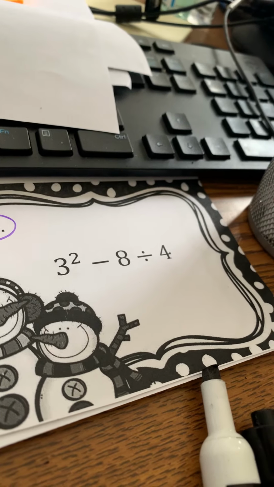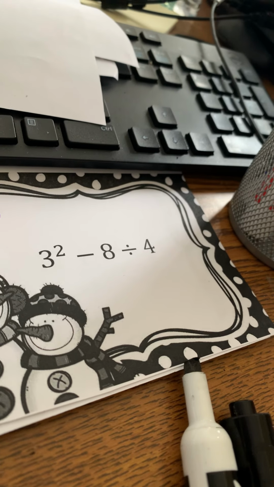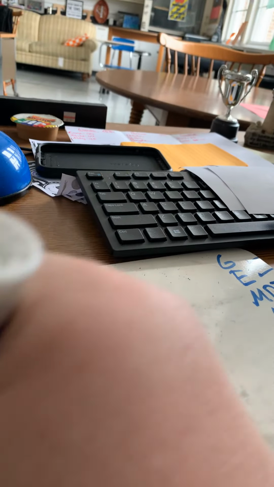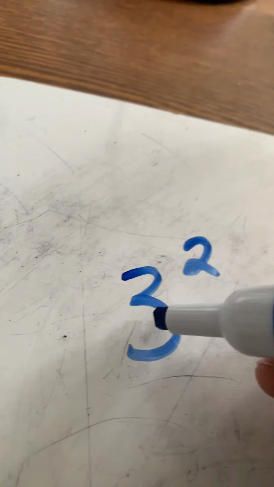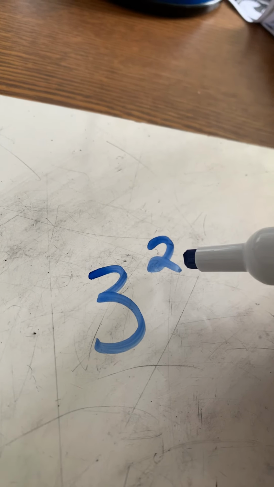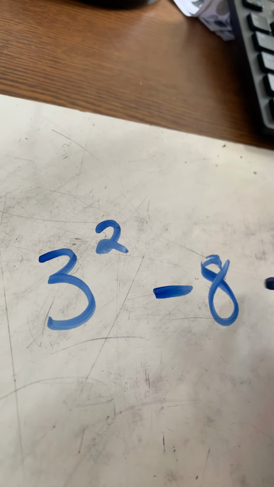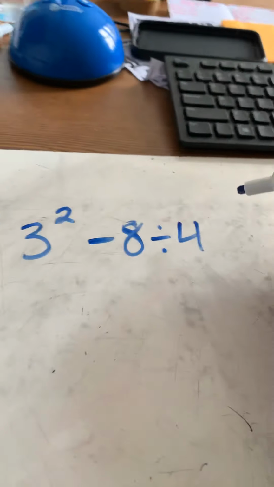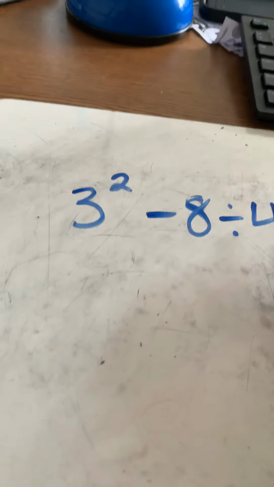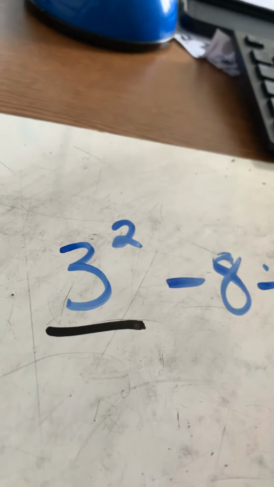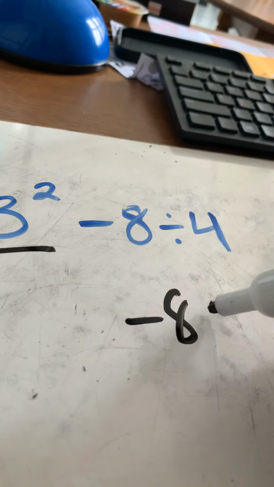All right, number 1. Okay, number 1. So I'm going to write it exactly the way I read it. So I have 3 with a small 2. The way I read that is 3 to the second power. Okay, minus 8 divided by 4. Okay, now I've got to get rid of this first. So I'm going to bring down my minus 8 divided by 4.